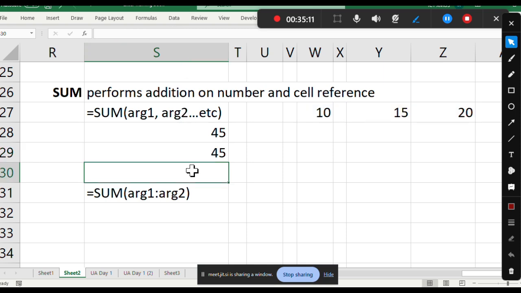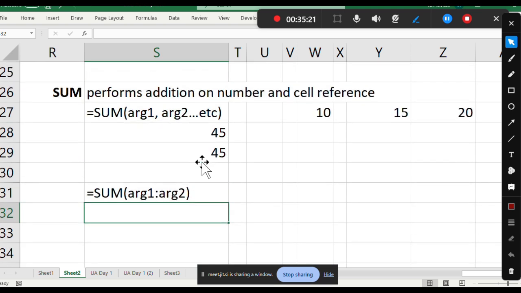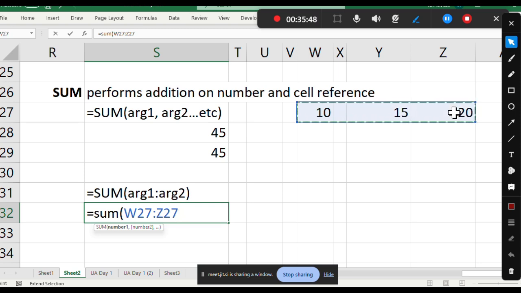Now the next one, which shows that you know what you are doing in Excel, is this: sum argument 1 colon argument 2. You don't type the numbers, you just type the reference. Equal to sum, open bracket, the cell reference. You click on the first cell, which is W27. You type a colon and click on the last one. You jump over the one that has 15 and click on the last one. Once you click on the last one, you close it.